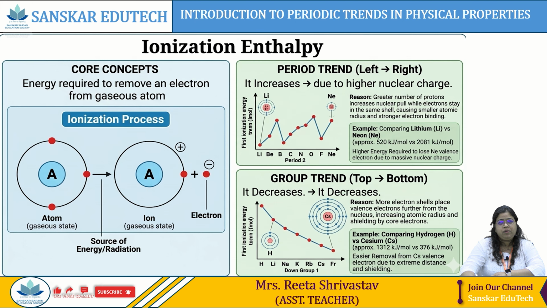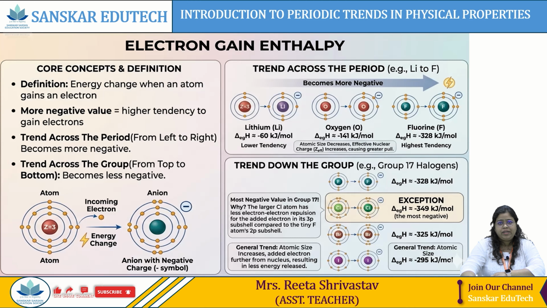Now students, we will move towards the ionization enthalpy. Ionization enthalpy, we can call it ionization potential also and ionization energy also. First we see the definition of ionization enthalpy, that is the energy required to remove an electron from an atom. Now the periodic trend: across the period from left to right, it increases, and if we move from top to bottom in the periodic table, the ionization enthalpy becomes less, or it decreases.